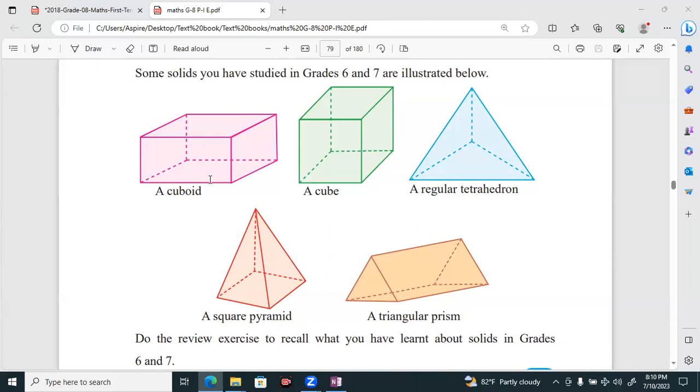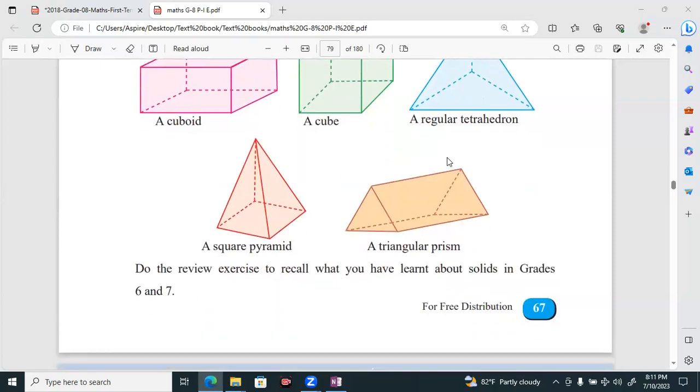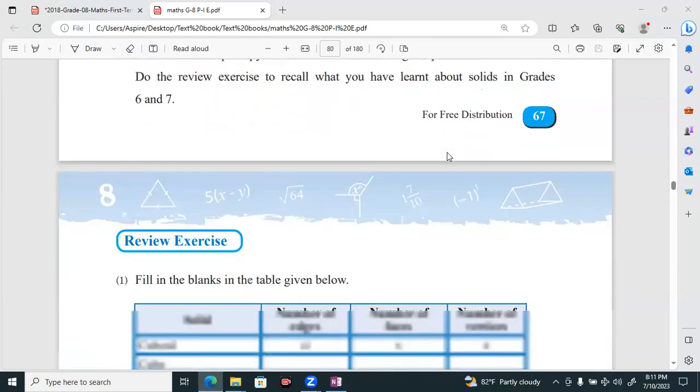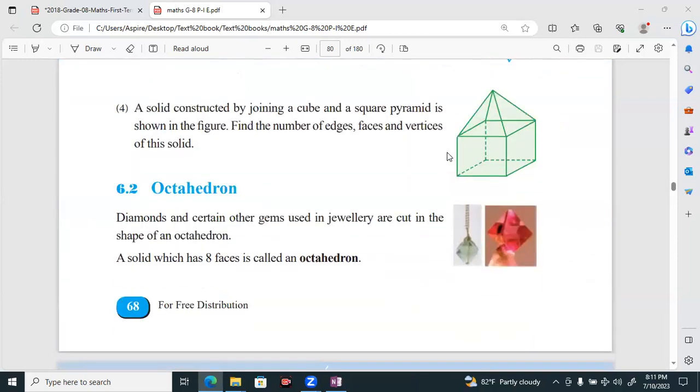If you consider a regular tetrahedron, it consists of only 4 faces. They are all equilateral triangles. A square-based pyramid consists of different types of shapes. They are triangles and a square. A triangular prism also consists of different faces. They are triangles and rectangles. You have to remember these solids, especially their faces.